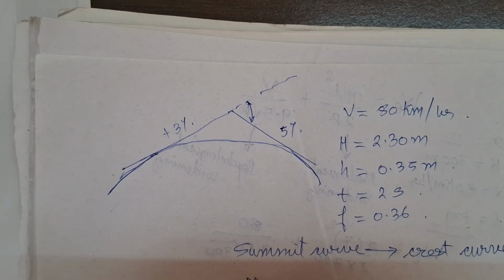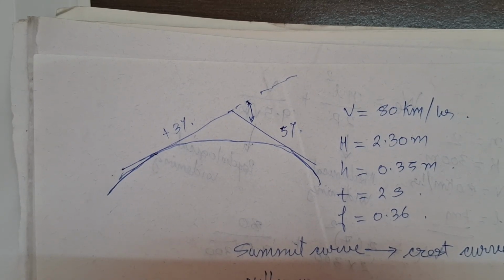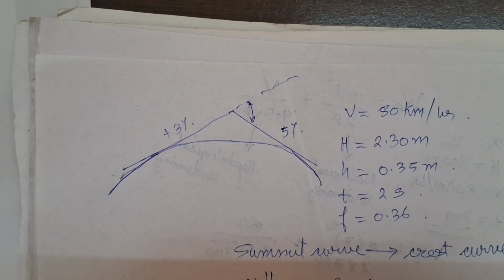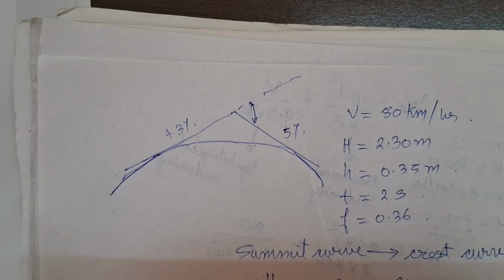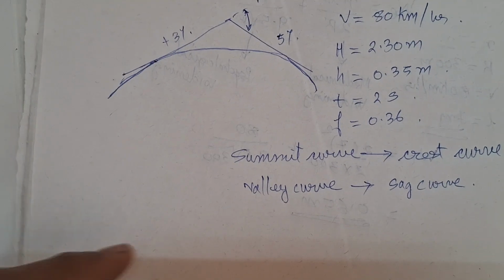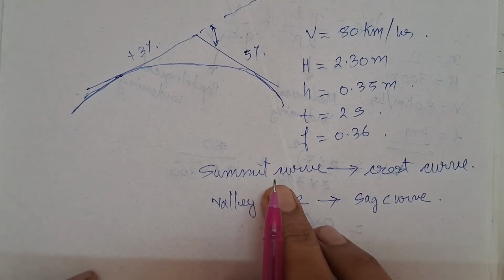Likewise, they may give you a valley curve also. For that the formulas are different. Valley curve is also known as sag curve. So how are you able to differentiate valley curve and summit curve?